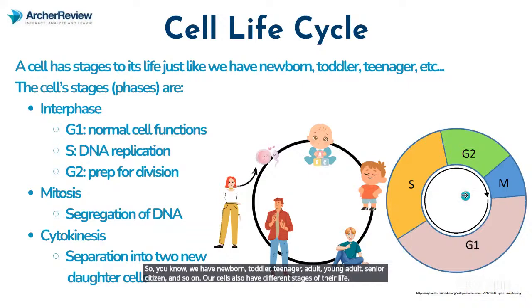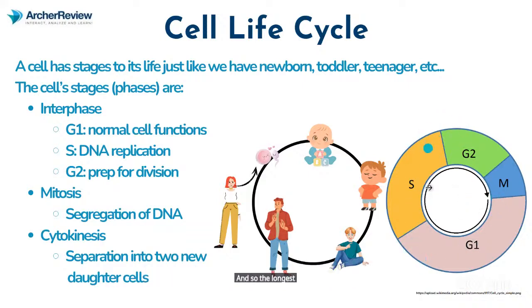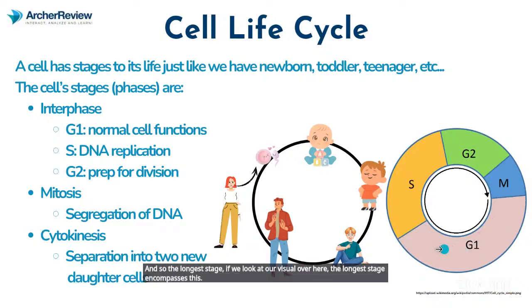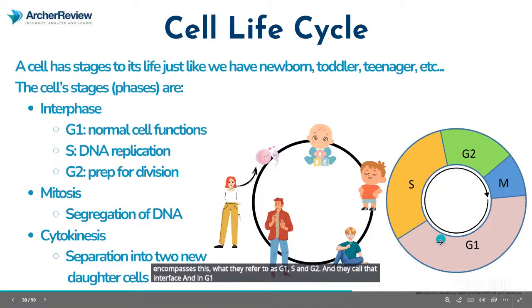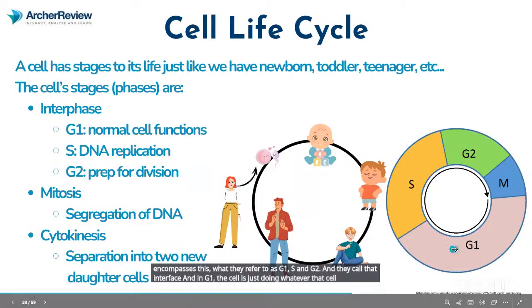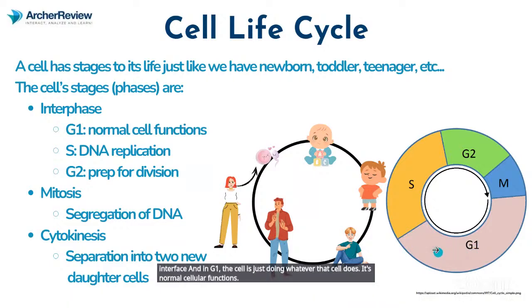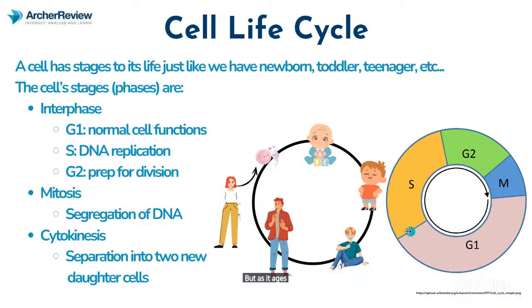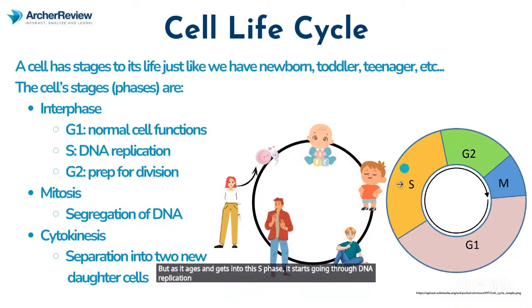And so the longest stage, if we look at our visual over here, encompasses what they refer to as G1, S, and G2. And they call that interphase. And in G1, the cell is just doing whatever that cell does. It's normal cellular functions. But as it ages and gets into this S phase, it starts going through DNA replication, where it's going to double its DNA. And that's something we're going to talk about, how it does that, in just a moment.